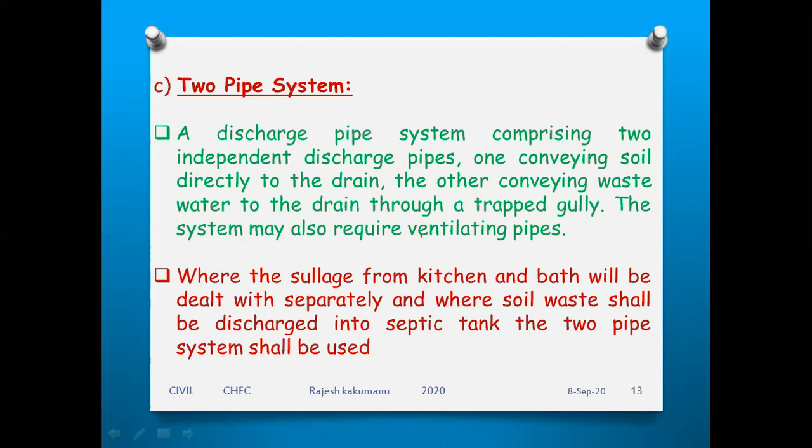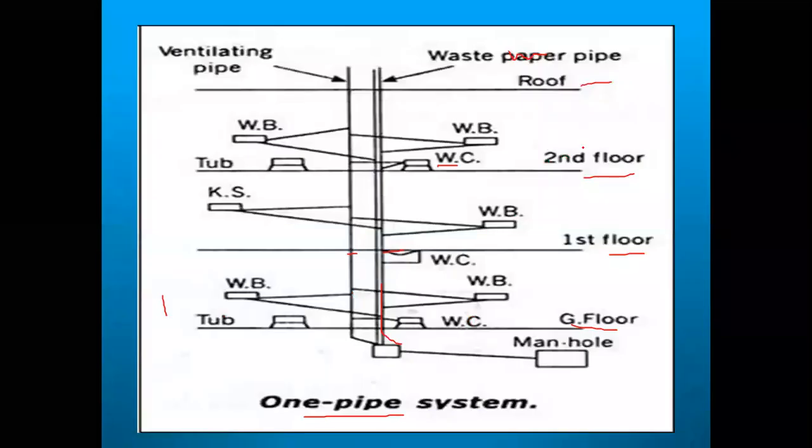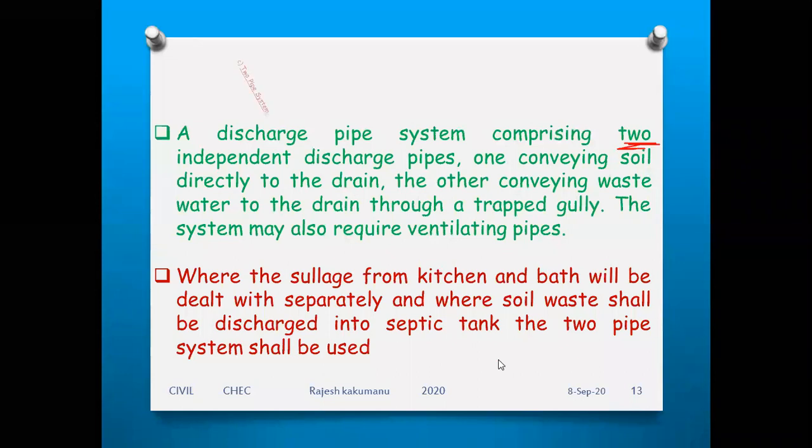So what happens here, the discharge pipe in the two pipe system, you are having two independent discharge pipes. Here we have one independent. See here. So here you are having one independent discharge pipe, but in the two pipe type you are having two independent discharge pipes, one conveying the soil directly to the drain, the other conveying the wastewater to the drain.